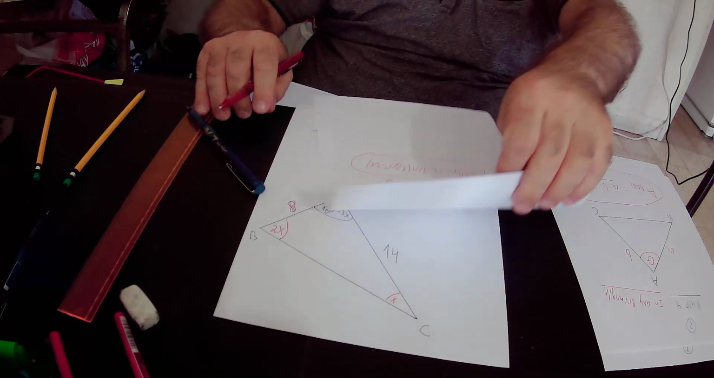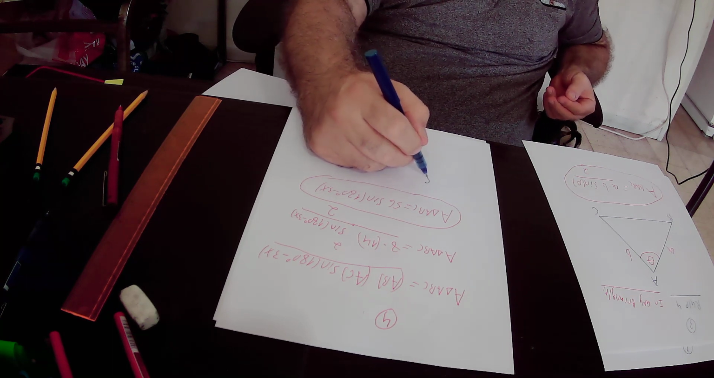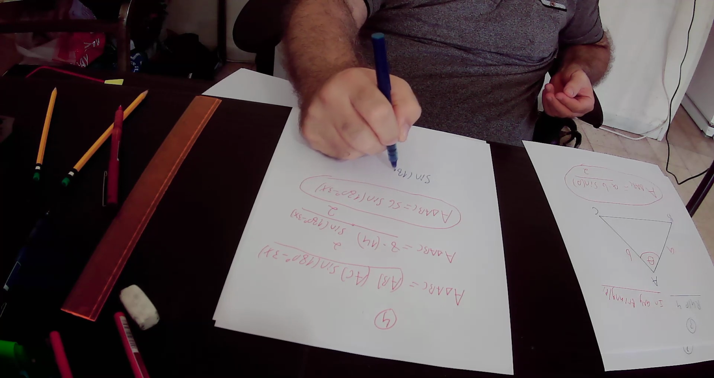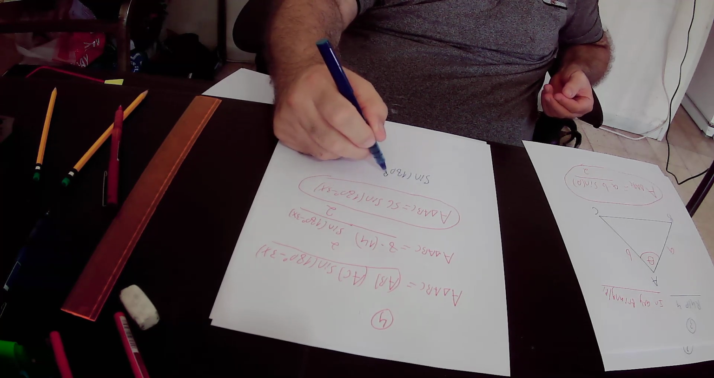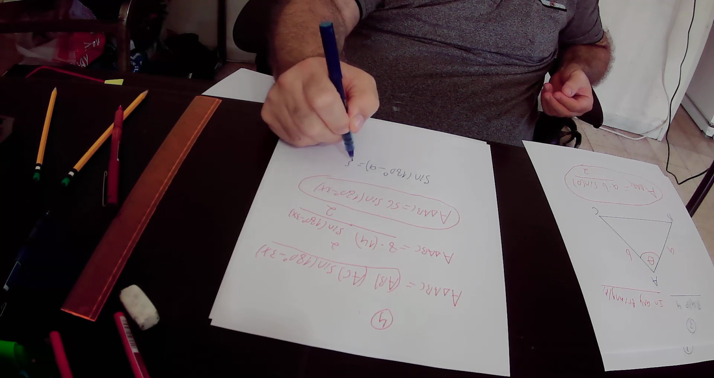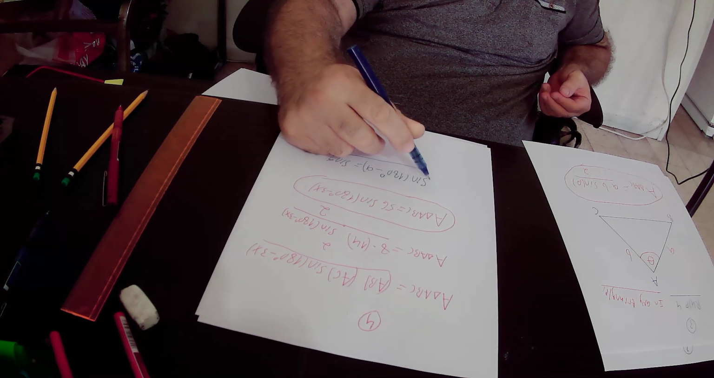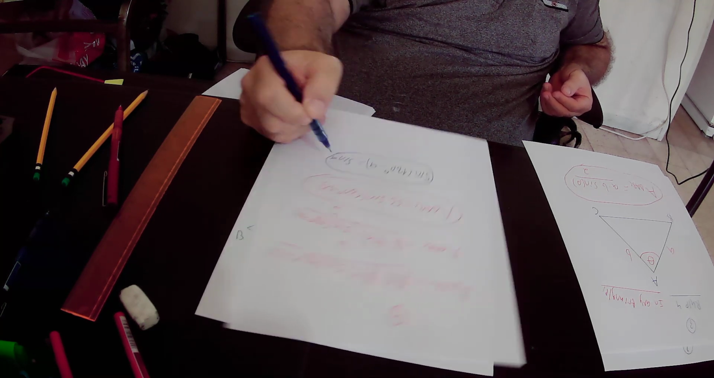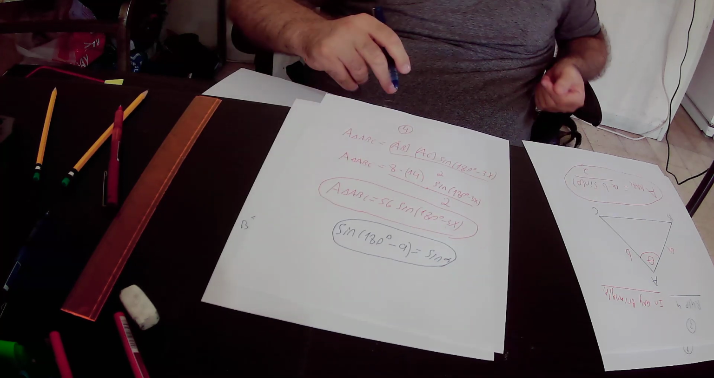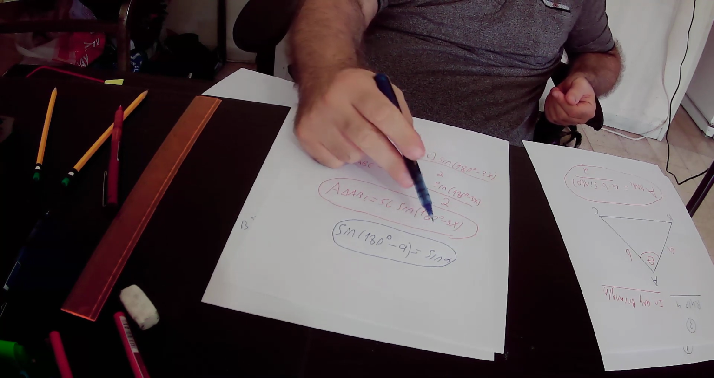Here we have a trigonometric identity that states that sine of 180 degrees minus alpha equals sine alpha. Okay, we have this trigonometric identity that states that sine of 180 degrees minus alpha equals sine alpha.